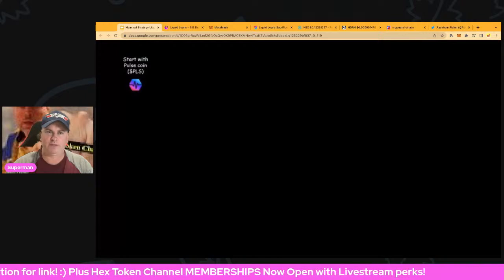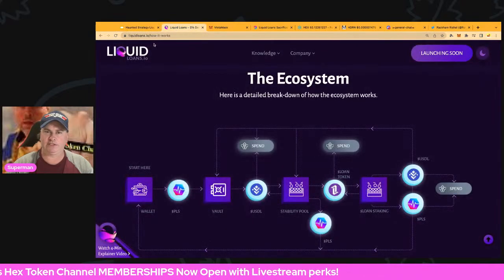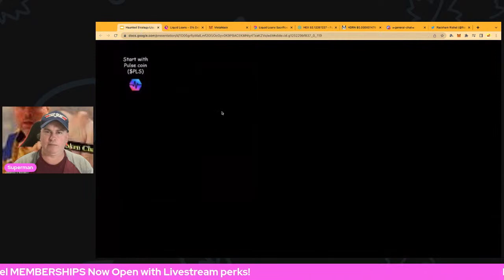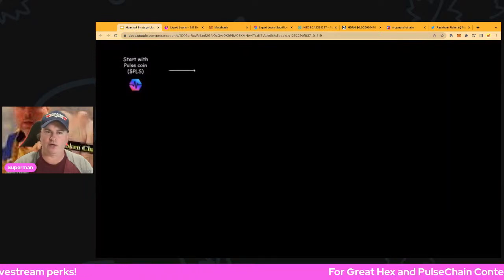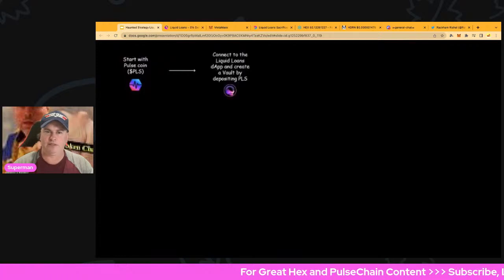So that's what you're going to start with. And you can come over to the Liquid Loans system and use that to borrow again. So that's what you're doing there. Next step, of course, we've got a nice little arrow there, moving on to the next step. And of course, connect to the Liquid Loans DApp.